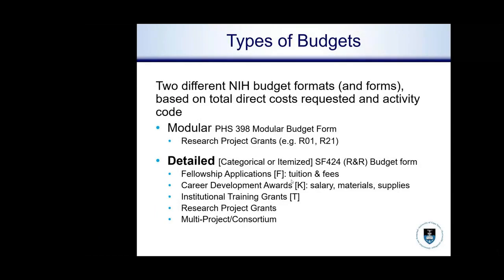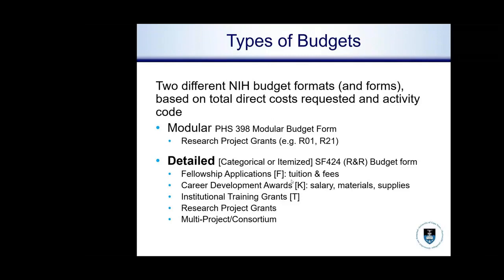As mentioned, there are two types of budgets applicable to NIH, one being modular. This typically applies to projects that are requesting less than $250,000 per annum. But I'm not going to go into too much detail on this, as I suggest we rather look at submitting a detailed budget. This will be uploaded through the R&R budget form, and as I mentioned yesterday in my talk, I will cover in some detail what is required in ASSIST.